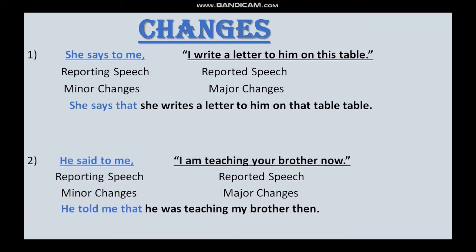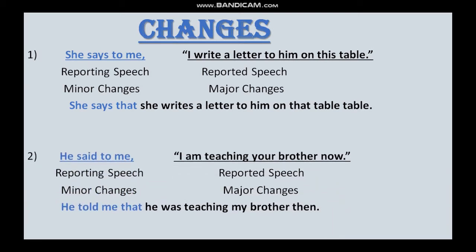So in the second example, you see here "he said to me" is reporting speech, and those changes which occurred in reporting speech are called minor changes. So you see, "he told me that" is the minor change, and "I am teaching your brother", now it is in inverted commas, it is reported speech, and those changes which occurred in this reported speech are called major changes. So you see different changes here: "he was teaching my brother then." So students, this is the change of direct and indirect speech. Basically we have two kinds of changes, major changes and minor changes.